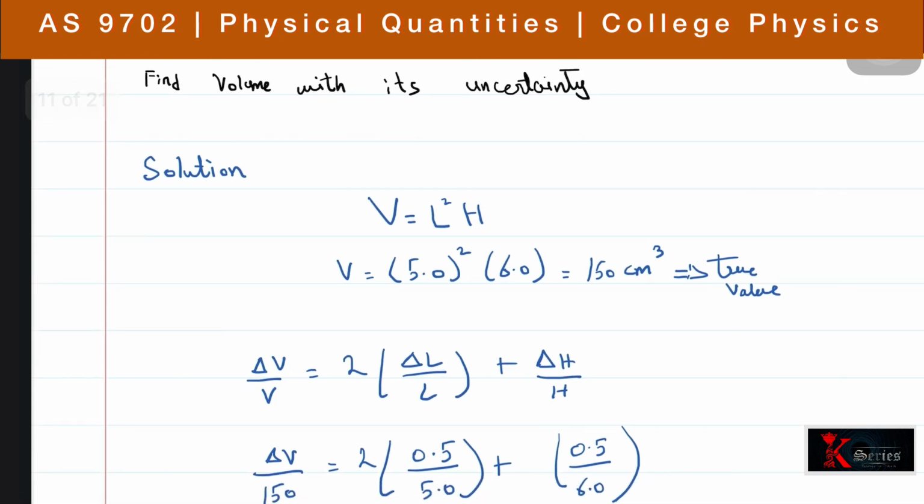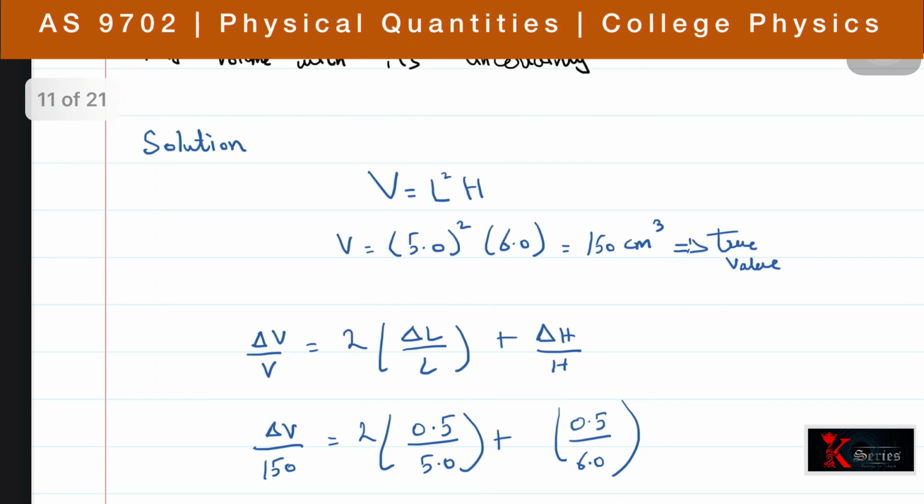So in this way we're going to be adding the uncertainties, and then we're going to be multiplying it by 150, which is the true value of V, in order to get the absolute error in V, which is 42.5 centimeter cube. So we'd be writing it as V is equal to 150 plus minus 40 centimeter cube. Why have we taken it as 40? Because absolute error is always written correct to one significant figure, right? So we're going to be rounding off 42.5 to 40.